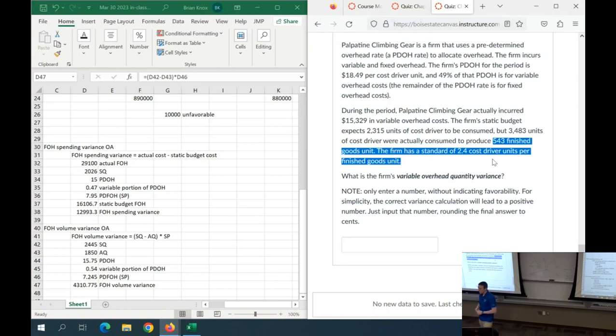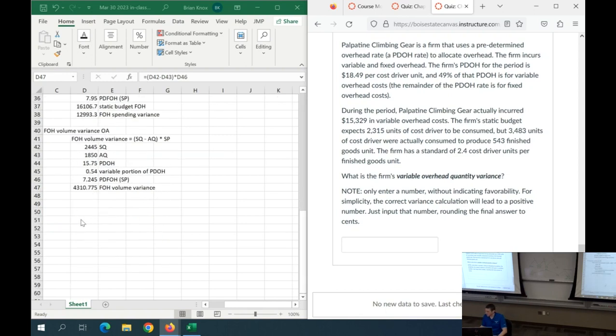So our actual volume, actual production right here, produce 543 finished goods units. So our actual volume is 543. And we have a standard of 2.4 cost driver units per finished goods unit. So we can derive from that what we would have budgeted, what the standard quantity would be of cost driver units given that actual volume of 543. That's the flexible budget number. That's the standard quantity for the flexible budget. So let's go here.